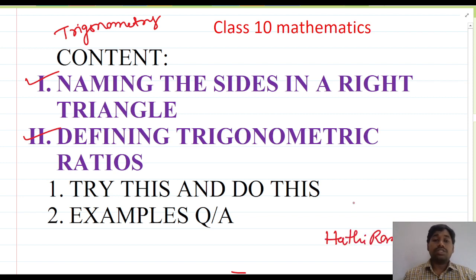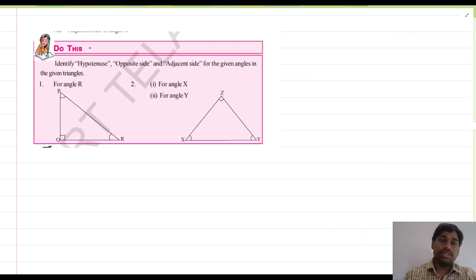Okay, so let us start today's session with the new questions which are given in do these. In the do these, the questions are given on the basis of naming of sides: identify the hypotenuse, opposite and adjacent sides of a triangle. Whenever you see a question like this, I told you to remember, first you identify the right angle. The side which is opposite to the right angle is called the hypotenuse.